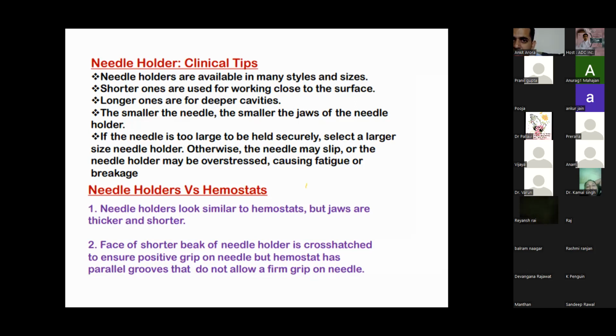If we have another lecture or two, we can discuss the suturing part. Okay, there are needle holders and hemostats in many clinics. I see they confuse themselves with the hemostat rather than the needle holder. Okay, the needle holder basically looks similar, but the jaws are thicker and shorter. वो छोटा होता है हेमोस्टेट. ओके, हेमोस्टेट छोटा होता है और जो needle holder होता है वो लंबा होता है, उसमें रैचेट होती है.